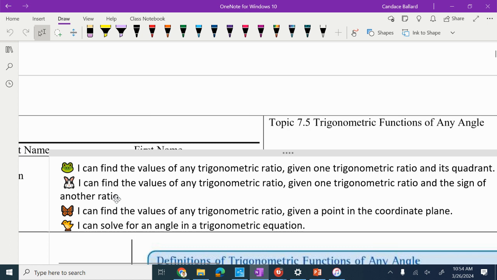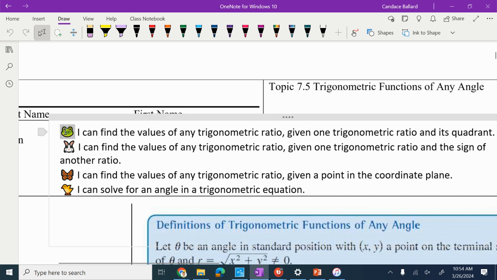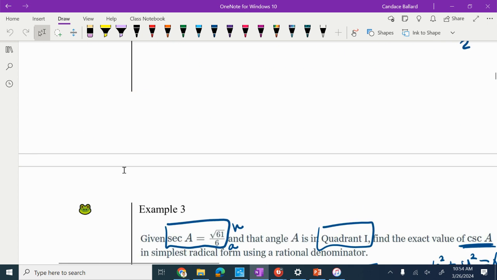I don't know if I labeled them frog problems, did I? Let's make sure I labeled them frog problems. Let's see. I did label them frog problems.